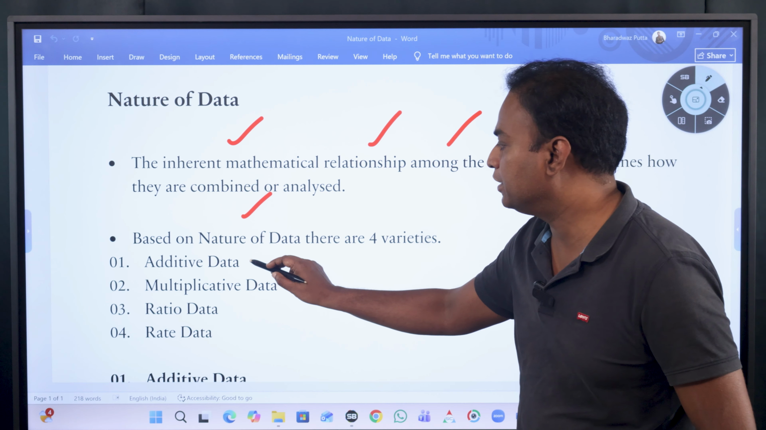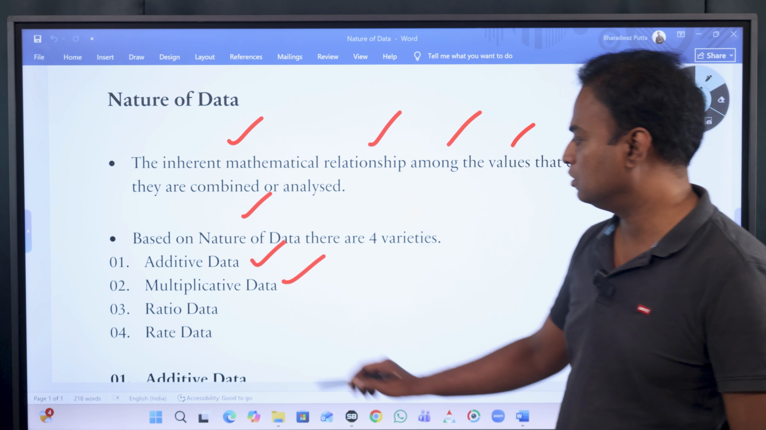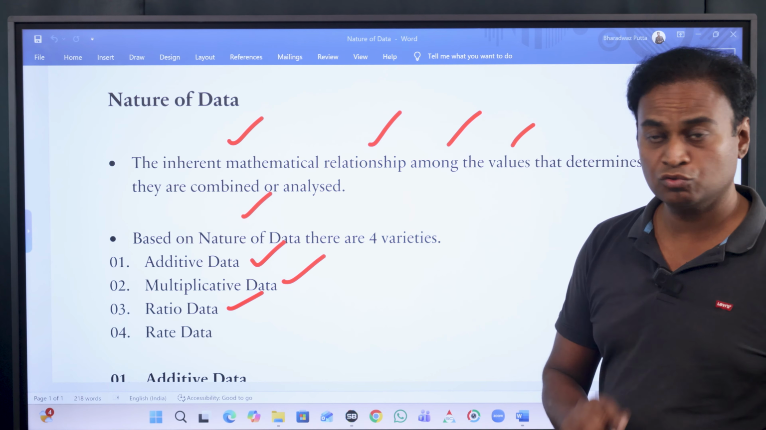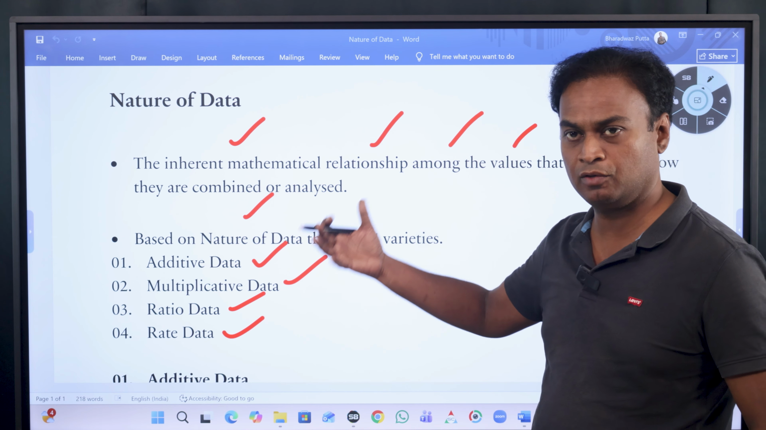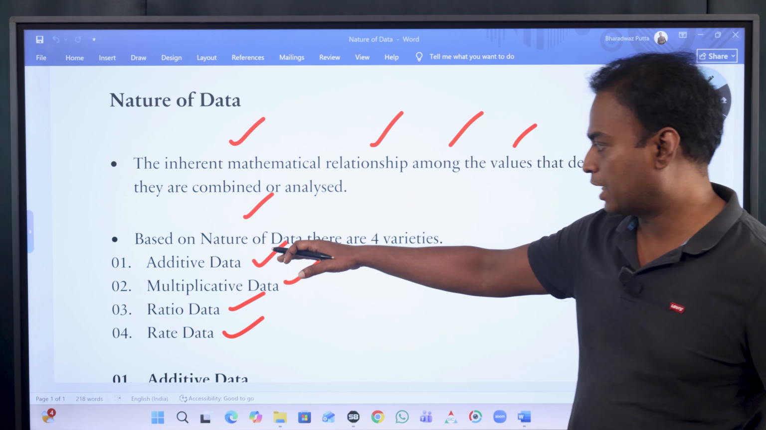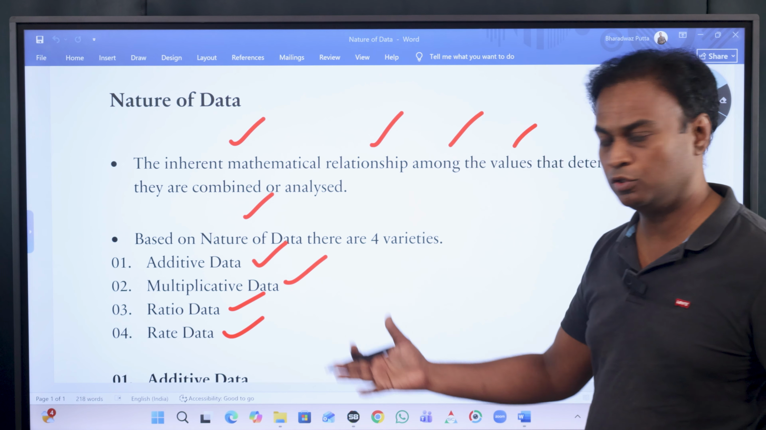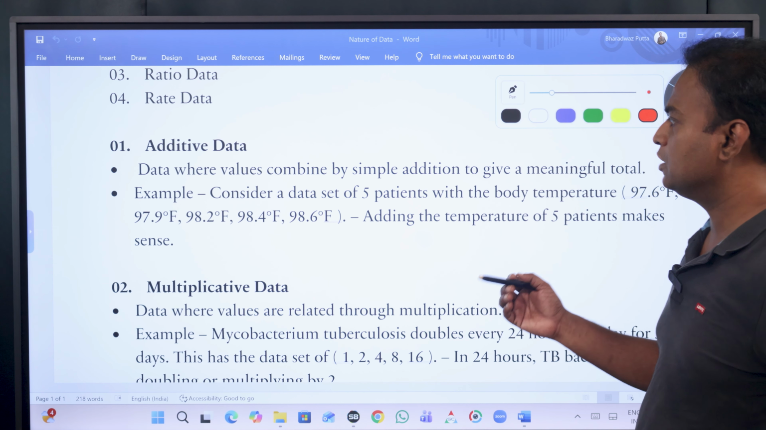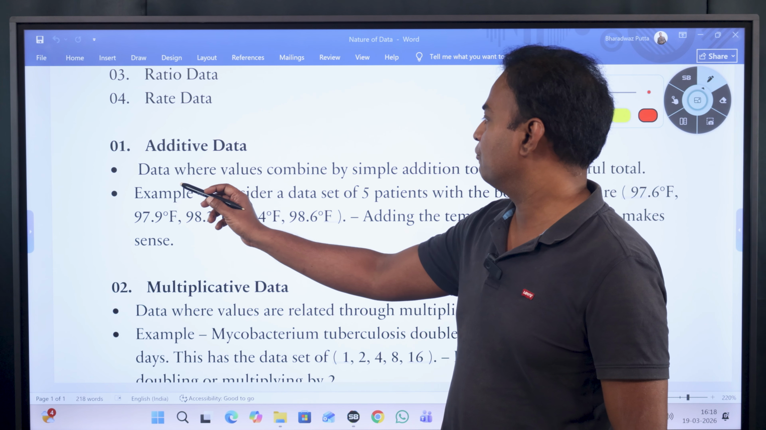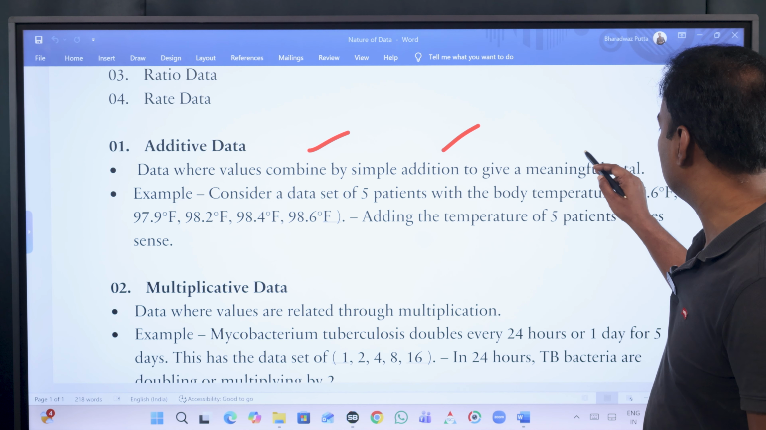One is additive data, second is multiplicative data, third is ratio data, fourth is rate data. First we have to understand what type of data we have in hand, classify it accordingly, and then apply the formulas that we are going to check in depth. First one is additive data. Additive data is simple data where values are combined by simple addition to give a meaningful total.